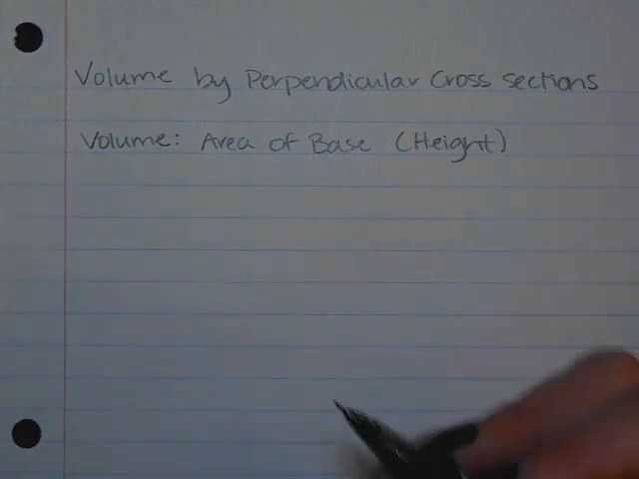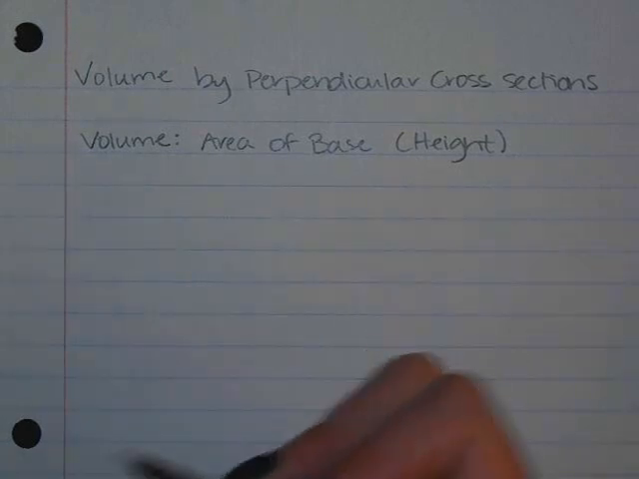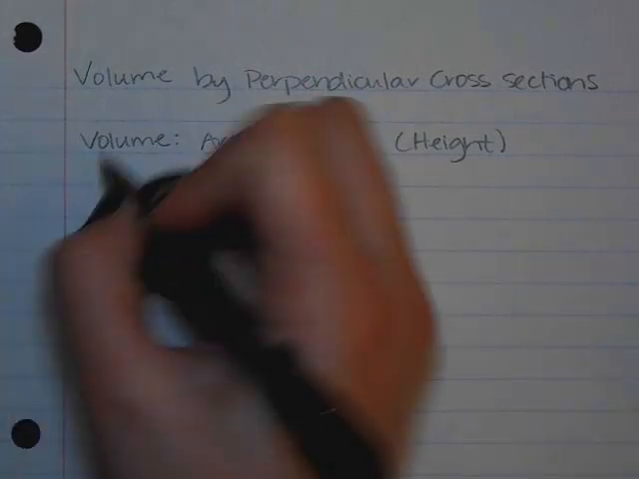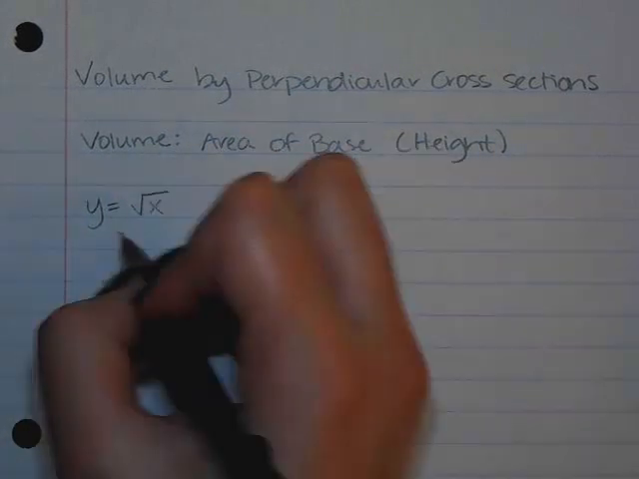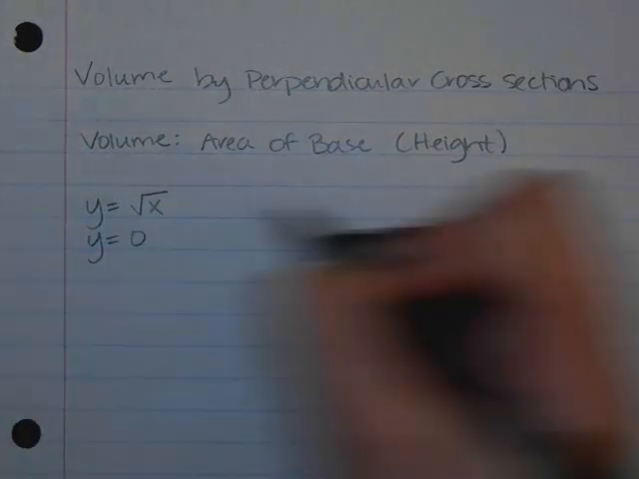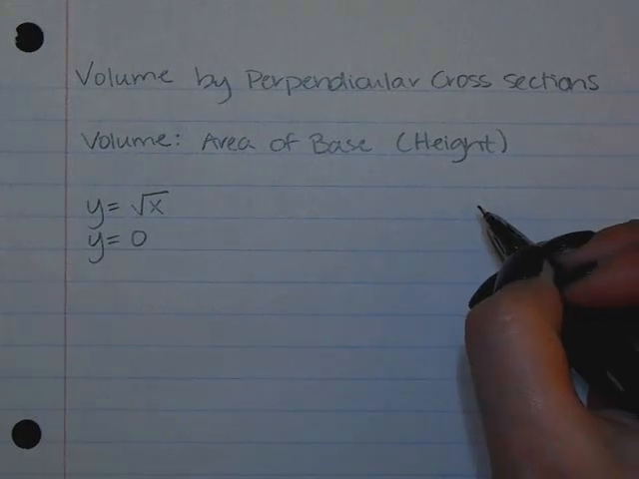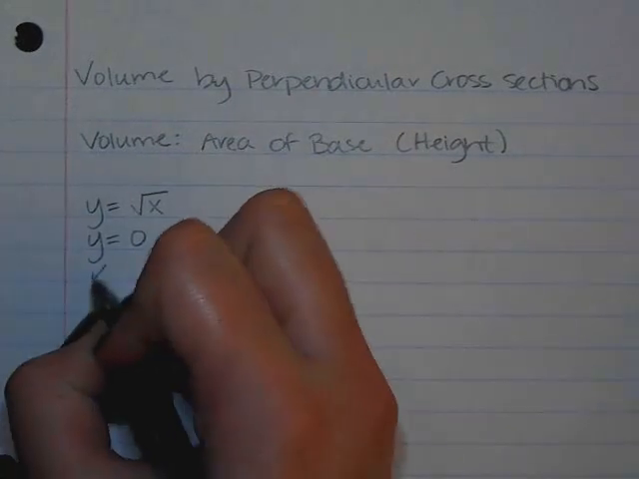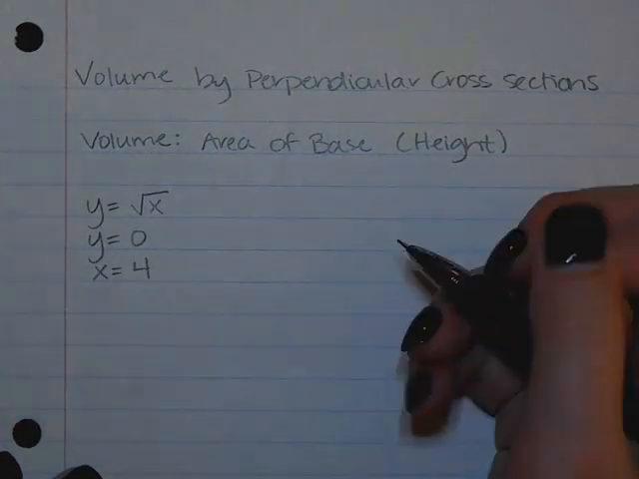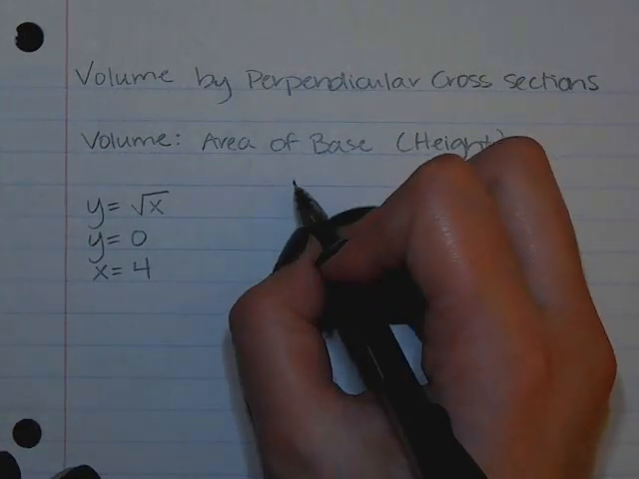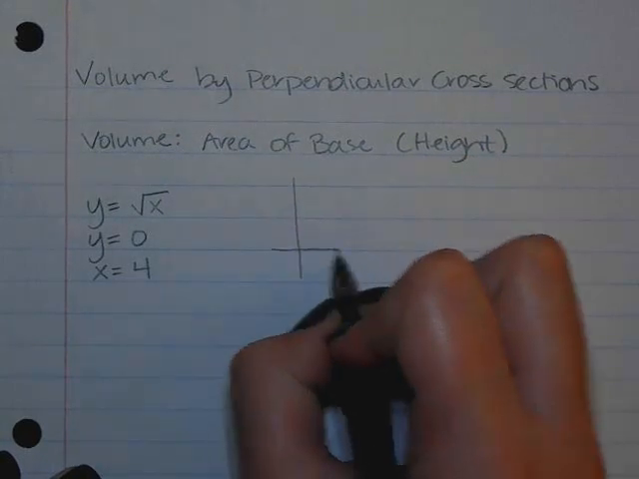So before we really get started with that, we're going to look at the area that we're talking about. So we're going to have the function y equals the square root of x, and we're going to bound it against the x-axis. That's going to be our second curve. And then the interval is going to be from 0 to 4. So let's go ahead and draw a sketch of this to start with.